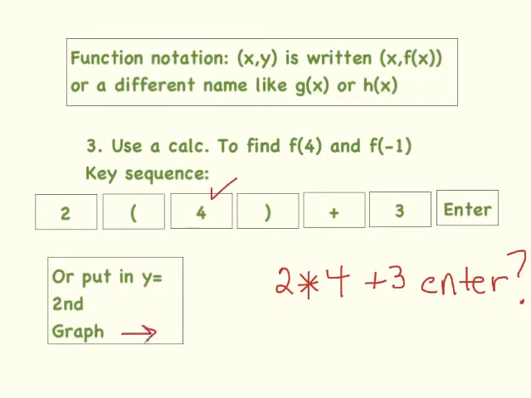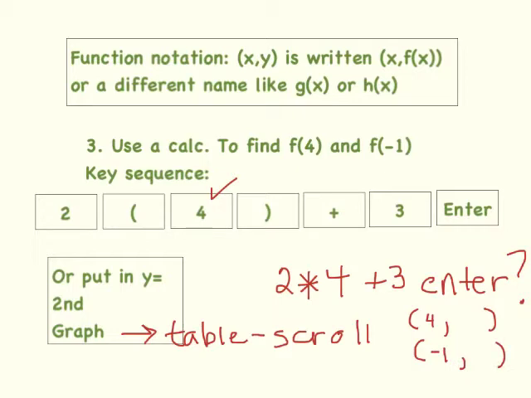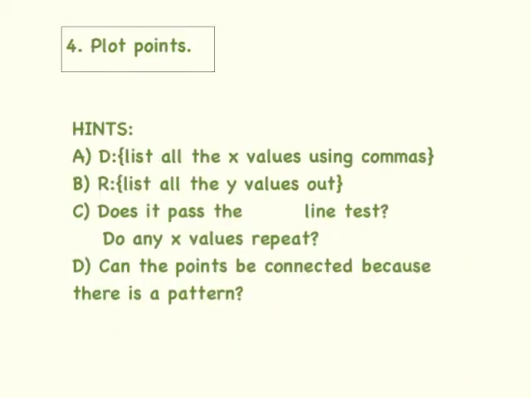And then you would just go, that second graph takes you to a table, and you would scroll through and find your values for 4 and -1. And so then your input would be 4 comma something and -1 comma something. And y'all can do that now.